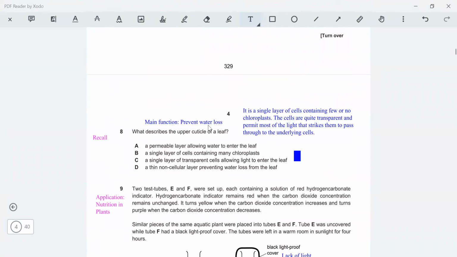Question 8. What describes the upper cuticle of a leaf? So pure recall question. It is a single layer of cells containing few or no chloroplasts, and the main function is that it prevents water loss. And the main function should be in your definition here, so the answer will be D.